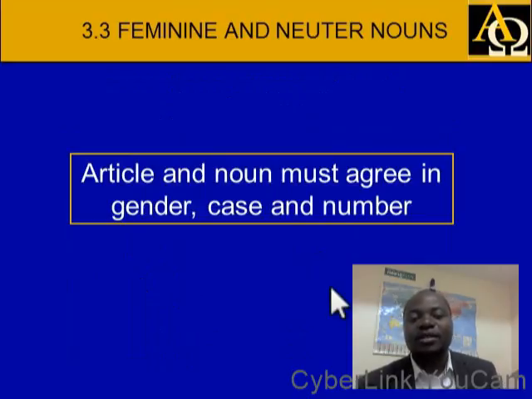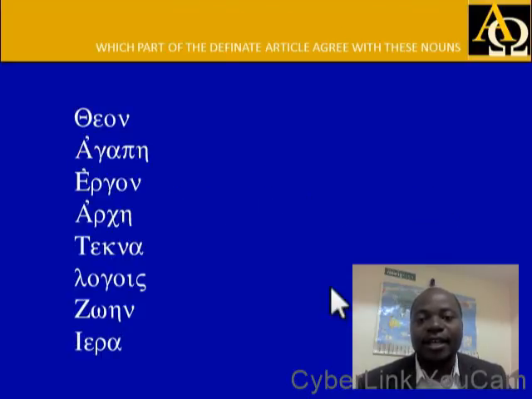Article and noun must agree in gender, case, and number. So in cases where you don't know what a word means, or what case a word is, but you know the definite article, automatically you can tell the case, the number, and the gender of that word, because the definite article will let you know that. Again, an exercise for you: theon, agape, ergon, arche, tekna, logos, zoen, hairai.